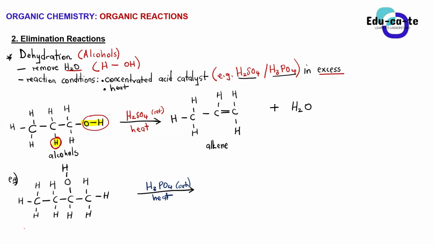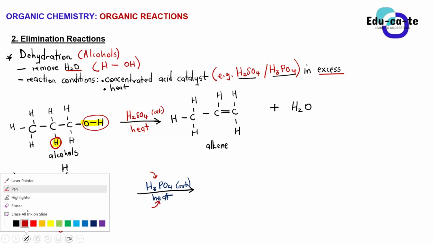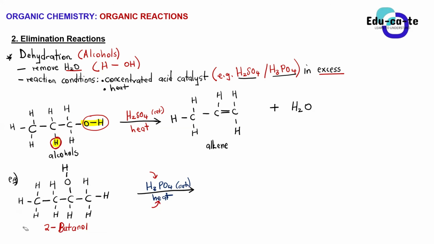I gave you this alcohol, which is 2-butanol. The question was, we are going to treat 2-butanol using these reaction conditions. This is 2-butanol, and we are using these 2 reaction conditions. We've got H3PO4 as well as heat. I'm sure you guys can see that this is definitely going to be the reaction, this dehydration reaction.